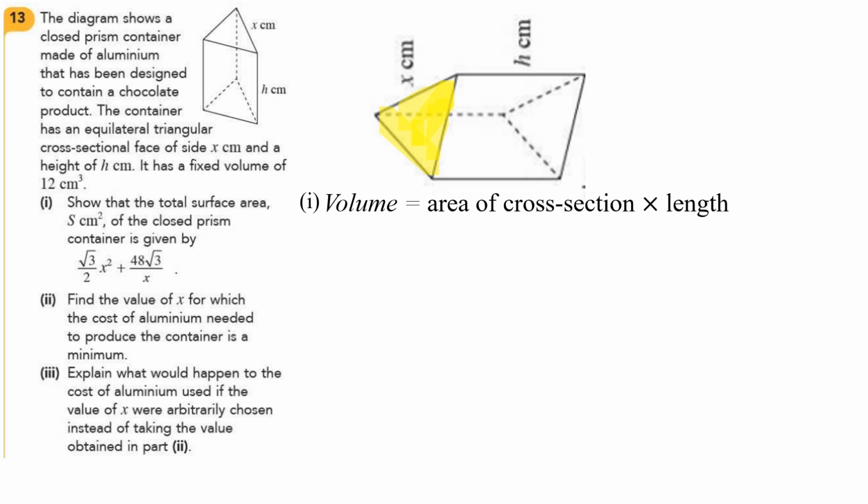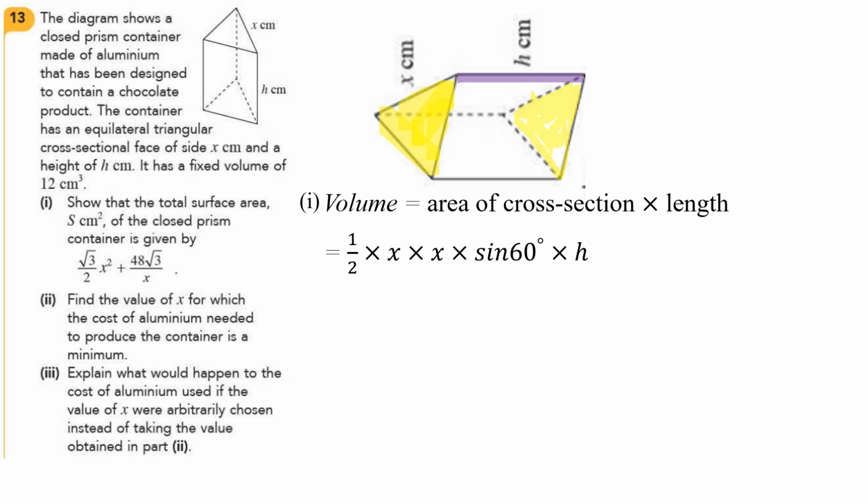The two ends are the cross section. Okay, and then the length will refer to this here. All right, so how do we find the area of your equilateral triangle? Yep, half ab sine C. So half times x times x times sine 60 times h. Sine 60 is a special angle, which is square root 3 over 2.